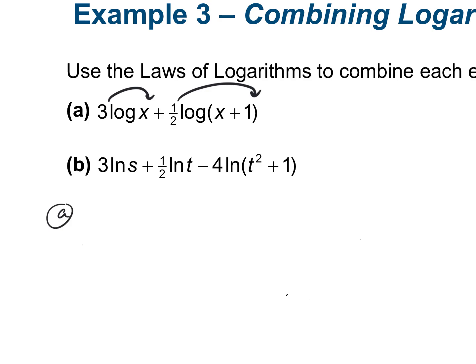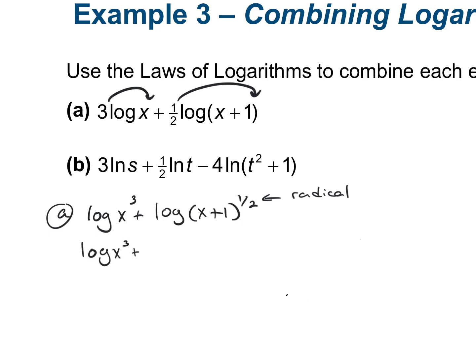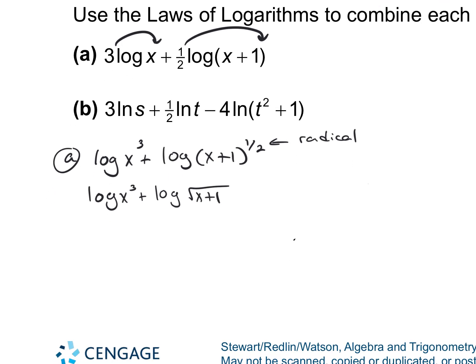So for A, it's going to become log x to the 3rd power plus log x plus 1 to the half power. A fraction is always going to be a radical. So I'm going to change that into a radical. So log x to the 3rd plus log root of x plus 1. Now we have an addition, so this means we're going to multiply. So we're going to end up with log x cubed root x plus 1. And that would be your solution.